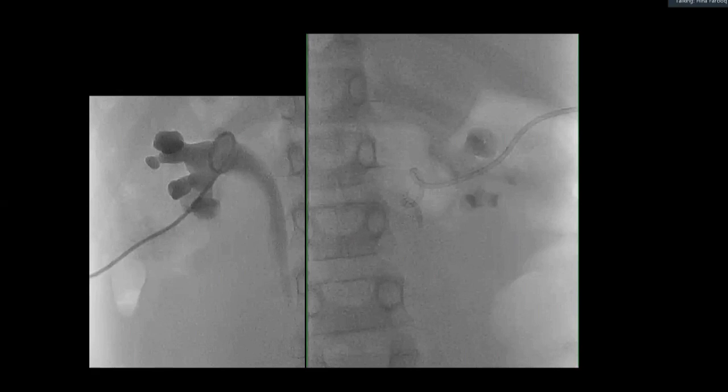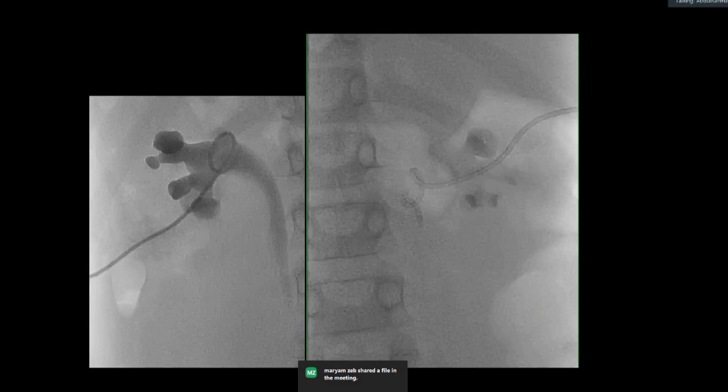I'm unable to appreciate any filling defect within this renal pelvis and calyces. However, there is a small outpouching from the upper pole right renal pelvis, which is filled up with contrast, and there is some pooling of contrast within it. No evidence of any leakage or any extravasation of contrast noted.